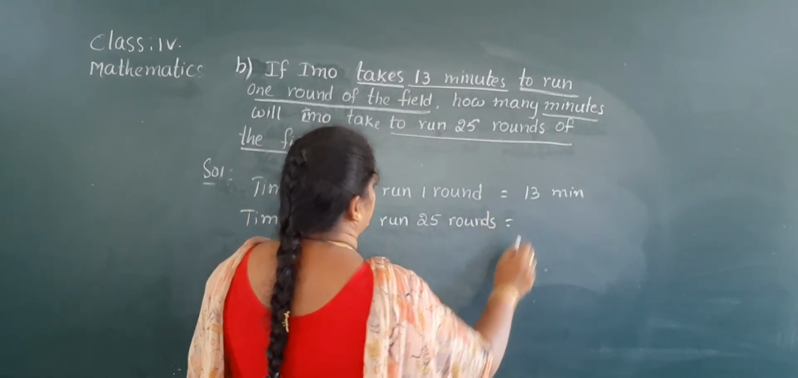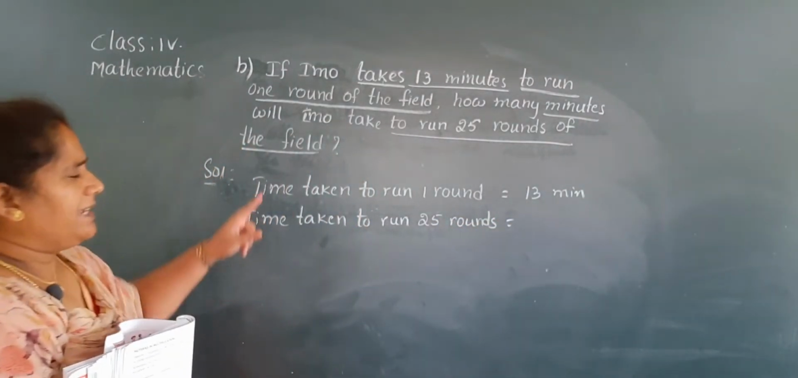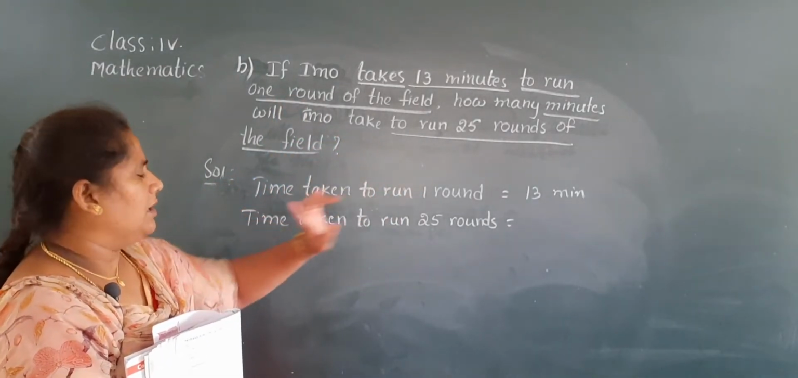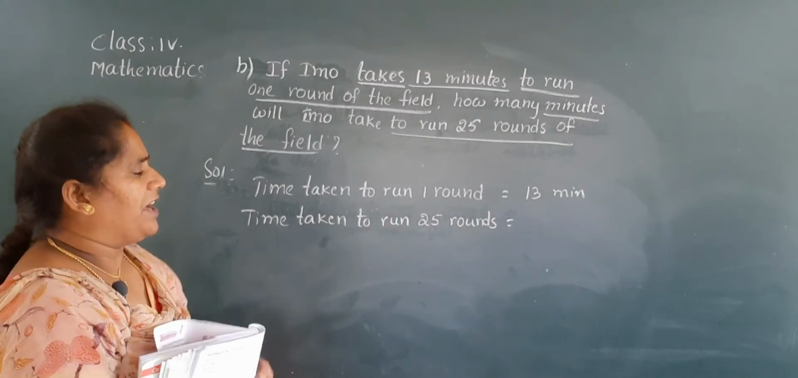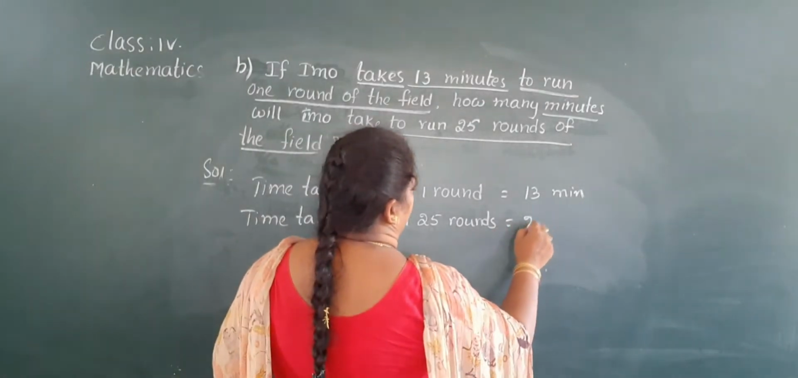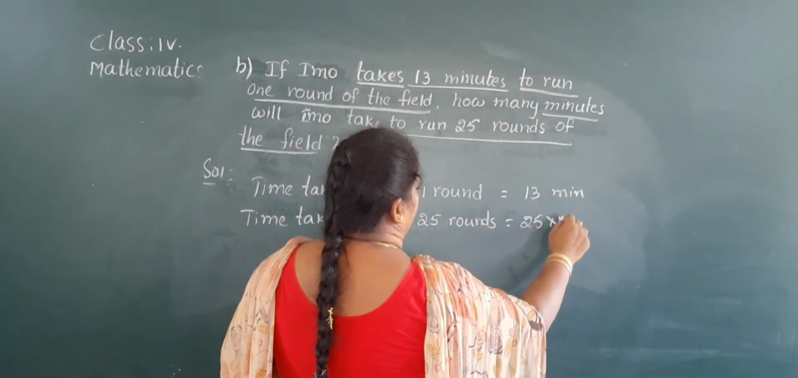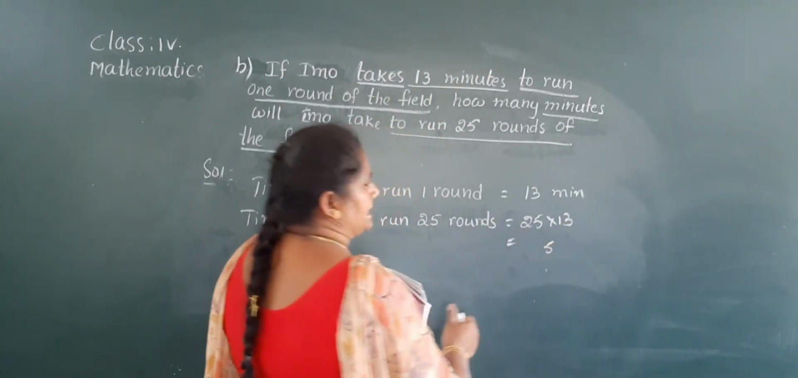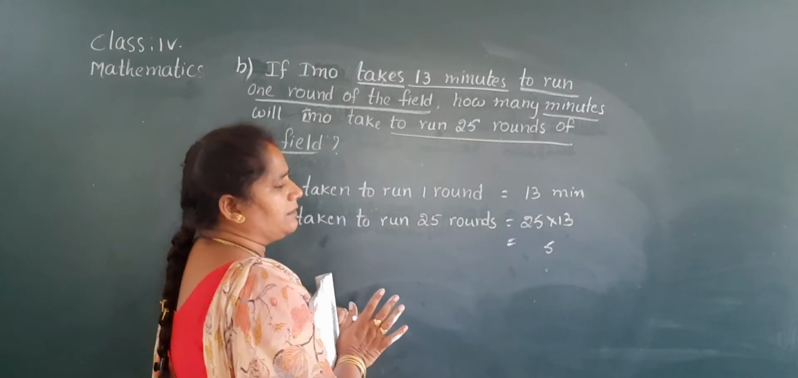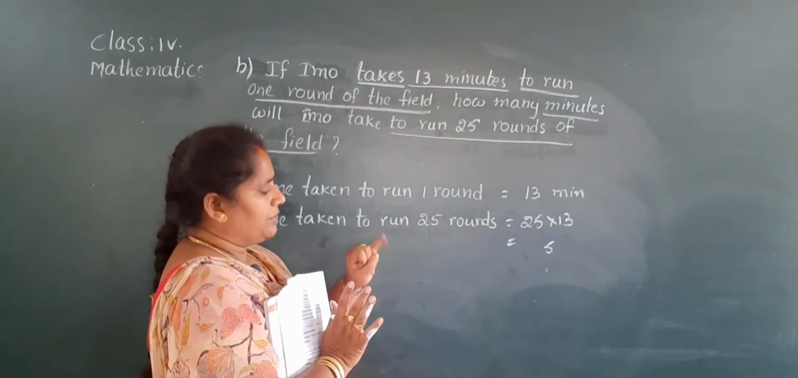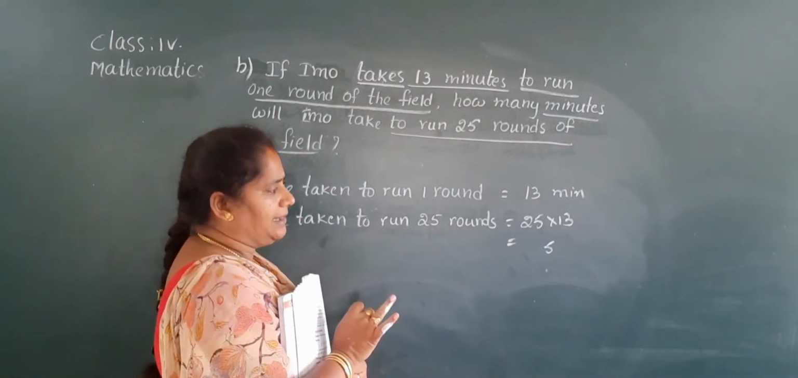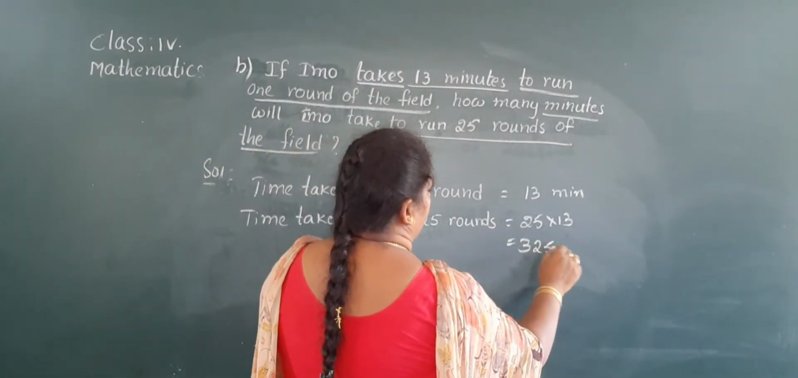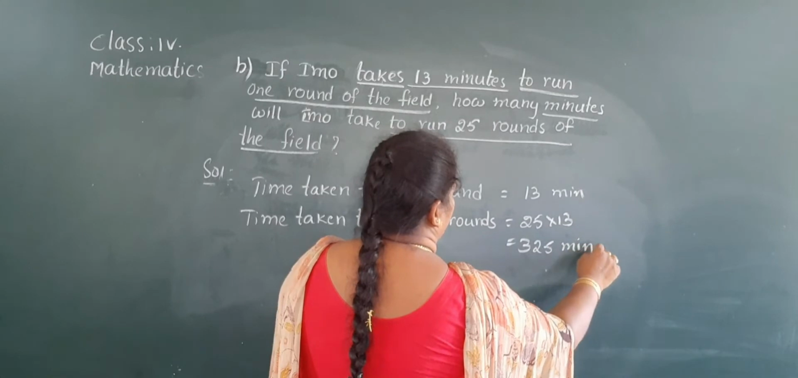So I make the simple steps, Nana. If IMO takes 13 minutes to run one round of the field, then the time taken to run one round and the time taken to run 25 rounds. So you multiply 25 into 13. 13 5s are 65, 6 in hand, 5 is down, 13 2s are 26, 27, 28, 29, 30, 31, 32. Okay, so 325 minutes.